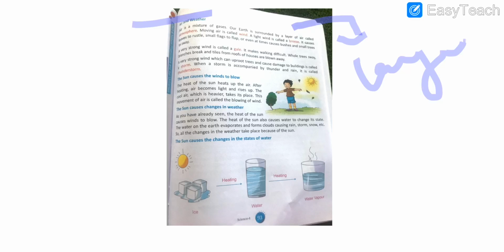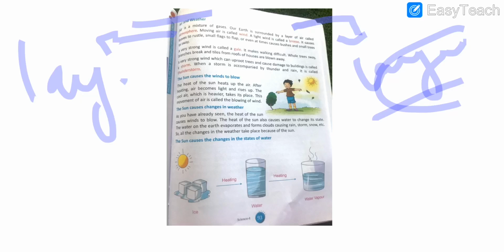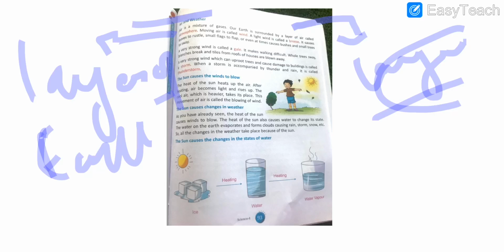Now students, we'll see air and weather. This is the next topic. As I already told you, air is a mixture of gases, and our earth is surrounded by a layer of gases which is called the atmosphere. What is atmosphere? Atmosphere is the layer of gases that surround our earth.